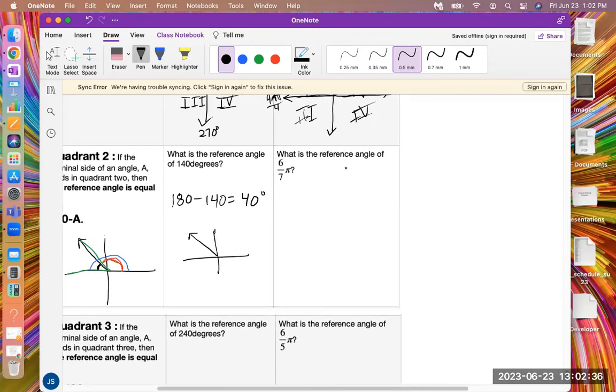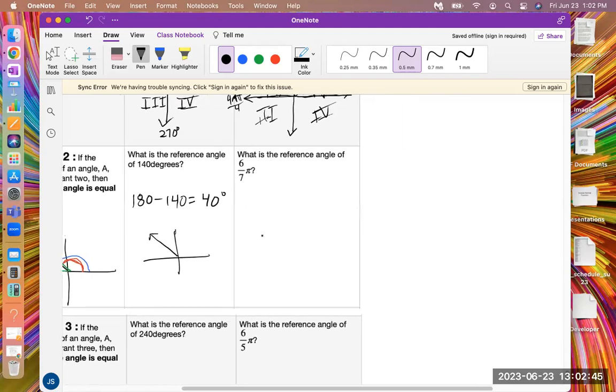Okay, now let's try it with radians. What is the reference angle of 6/7 pi? Well, first you would have to determine where that is located, whether it is actually a quadrant 2 angle. It is, but how would you know that? So, like I said, you can just remember that 180 degrees here is pi, one full pi.